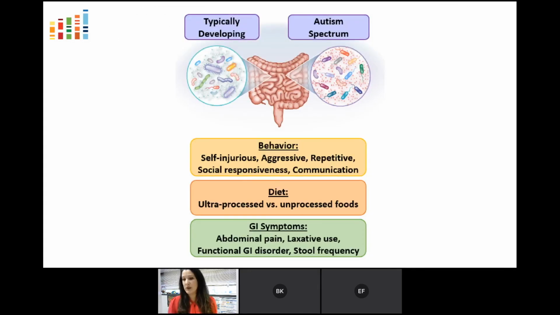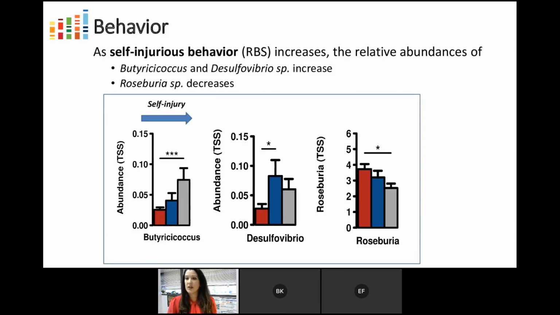So what did we see? When we looked at typically developing children compared to children with autism, we saw a variety of correlations with the microbiome differences, factors associated with behavior, their dietary patterns, and GI symptoms. So since this is a very short talk, I'm just going to give you a few examples of some of the connections that we saw with these clinical phenotype characteristics and the microbiome.